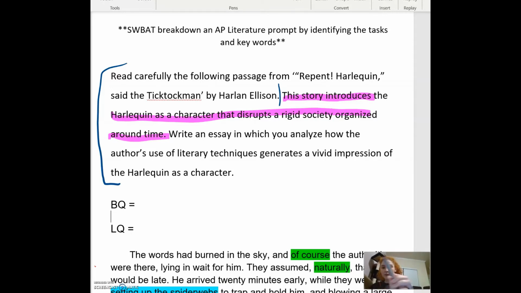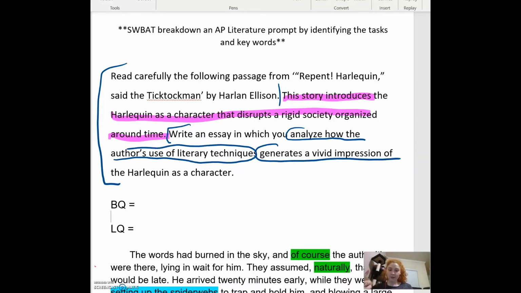And then the most important sentence to us is the last one, where it starts giving you the orders, the verbs on what you're supposed to do. Write an essay, analyze the author's use of literary techniques, generating a vivid impression of the Harlequin as a character. Writing the essay is the given. So the next task is analyze the author's use of literary techniques, and then how those techniques generate a vivid impression of the Harlequin as a character.